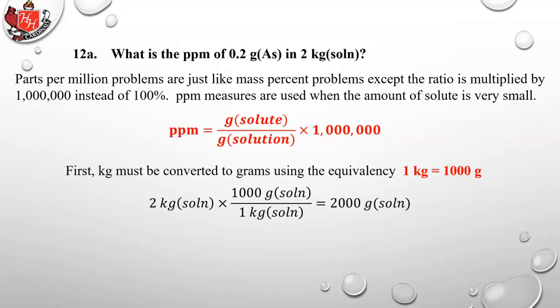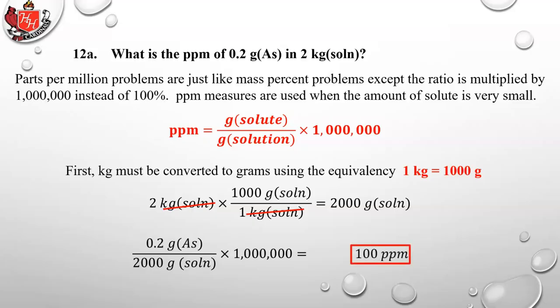Now we're ready to plug into the formula above. Cancel, cancel. And now you have 0.2 grams of arsenic over 2,000 grams of solution times 1,000,000. And that would give you 100 parts per million is the concentration there.